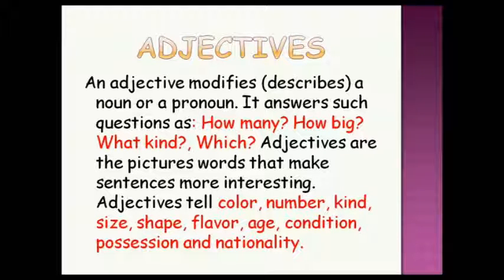So, the adjectives are the picture words that make sentences more interesting. Adjectives tell color, number, kind, size, shape, flavor, age, condition, possession, and nationality. All these are about the noun or pronoun. So, in this case, we use adjectives when we need to describe a person, object, or animal.